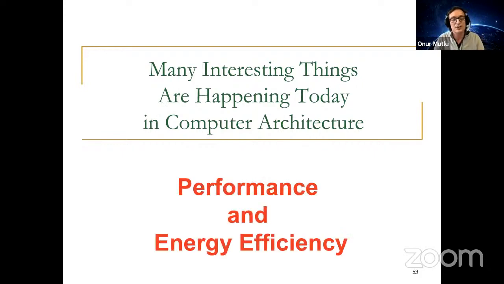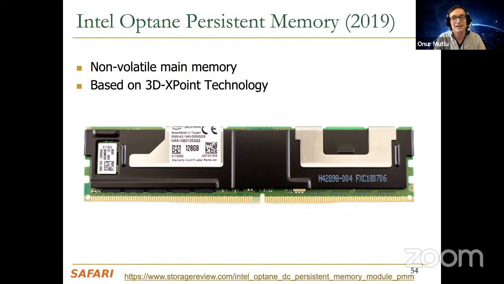I'm going to first talk about the interesting things that are happening related to performance and energy efficiency. And this is one example from 2019. So if you took this course before 2019, you wouldn't have seen it. This is called non-volatile memory. It's based on Intel's 3D XPoint cross-point technology. You can see that this is very similar to your main memory DIMMs, modules, except it's not DRAM. It's not dynamic random access memory.